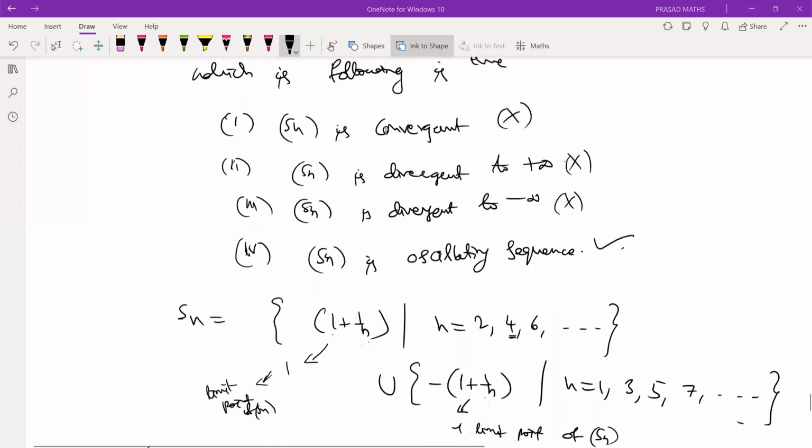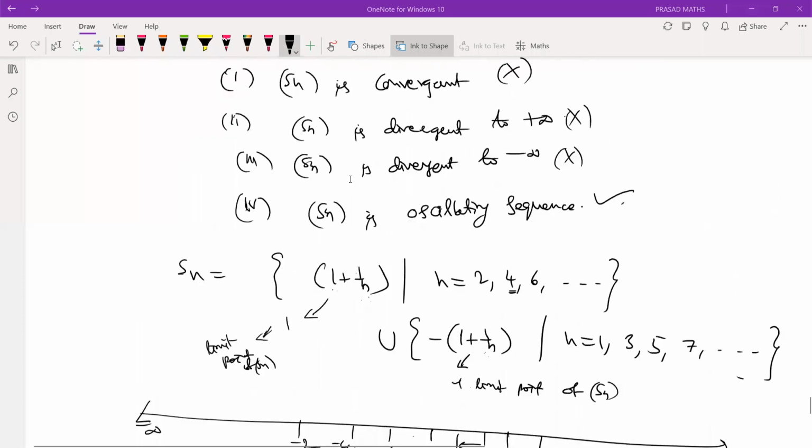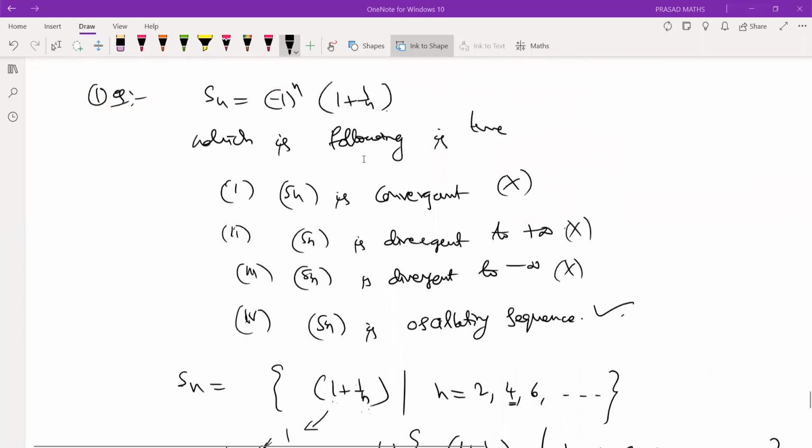Sir, can we write this as the sum of 2 sequences? (-1) power n into 1 plus (-1) power n into 1 by n. You can write it that way, there is no problem. One is oscillating finitely, the other one is divergent. Sum of these two is oscillating finitely. Sorry, this is convergent, this is convergent to 0. This one is oscillating finitely. Therefore the total sequence is oscillating finitely.